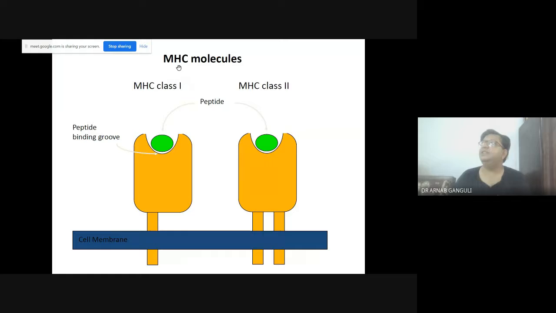So this is basically just a simple sketch of MHC molecules. This is the class 1 molecule. This is the class 2 molecule. This is the cell membrane of a cell. There is a groove, this is the peptide binding groove, and this green color is the peptide. As you can see, there is only one anchor in MHC1, and there are two anchors in MHC2. Clear?